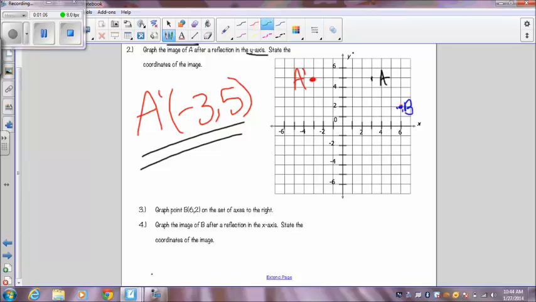So I'm going to call this point right here B prime because it's my new coordinate, since I reflected in the x-axis. That's what I did. And then it asks to state the coordinates of the image. So the coordinates of the image are going to be B prime is 6, -2.